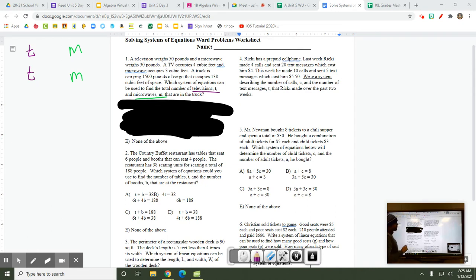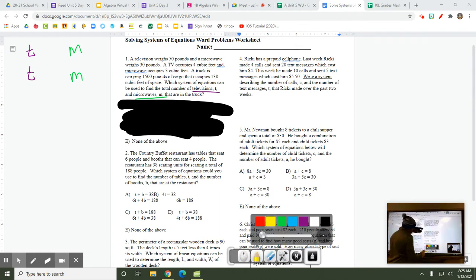Now, one thing that's confusing about this question is we were reading it, we know we're talking about TVs and microwaves, then all of a sudden it changes to some truck carrying things. But be patient. We're going to go back, we're going to reread this again. So let's go look at this again here.